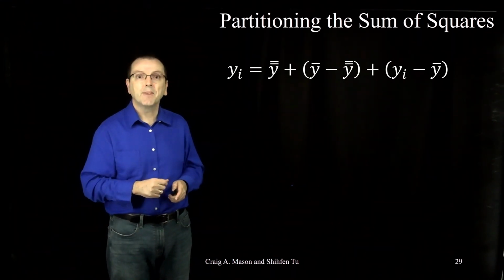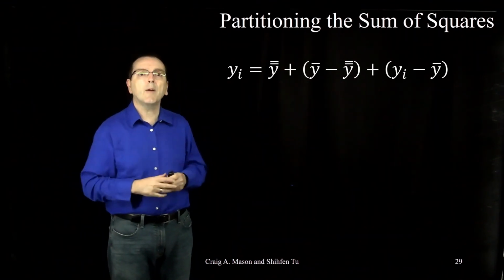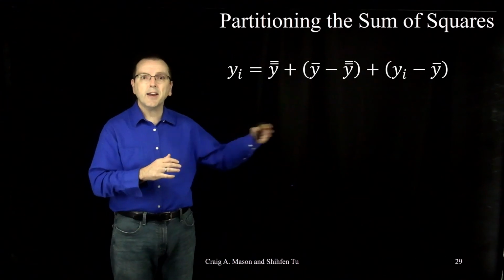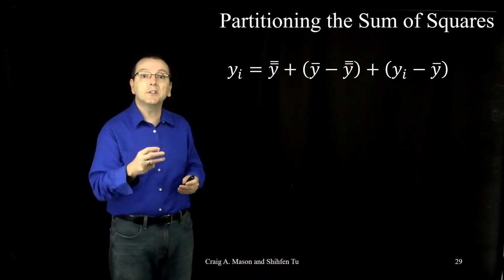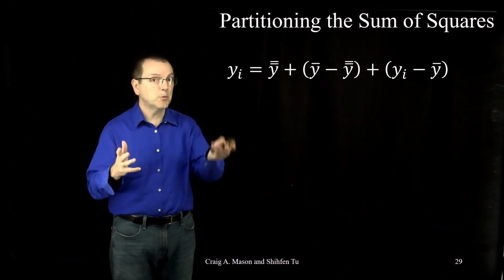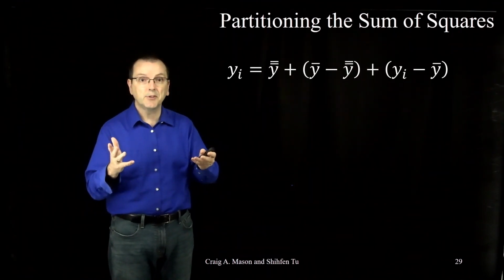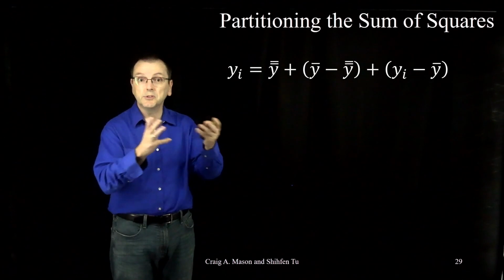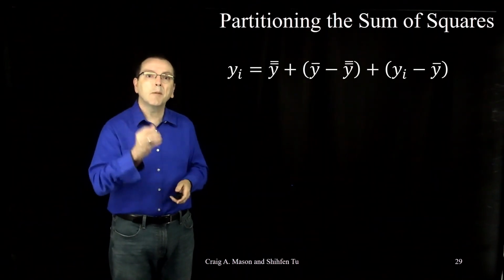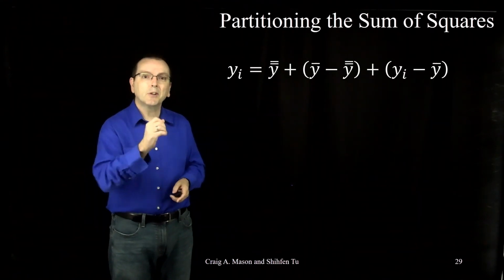Okay? Now, let's stop here for now. In our next video, we'll take this insight, how we can break scores into 3 pieces reflecting the grand mean and differences between group means and the grand mean and differences between individuals and their group mean. And we'll use that to calculate our sum of squares between and the sum of squares within.